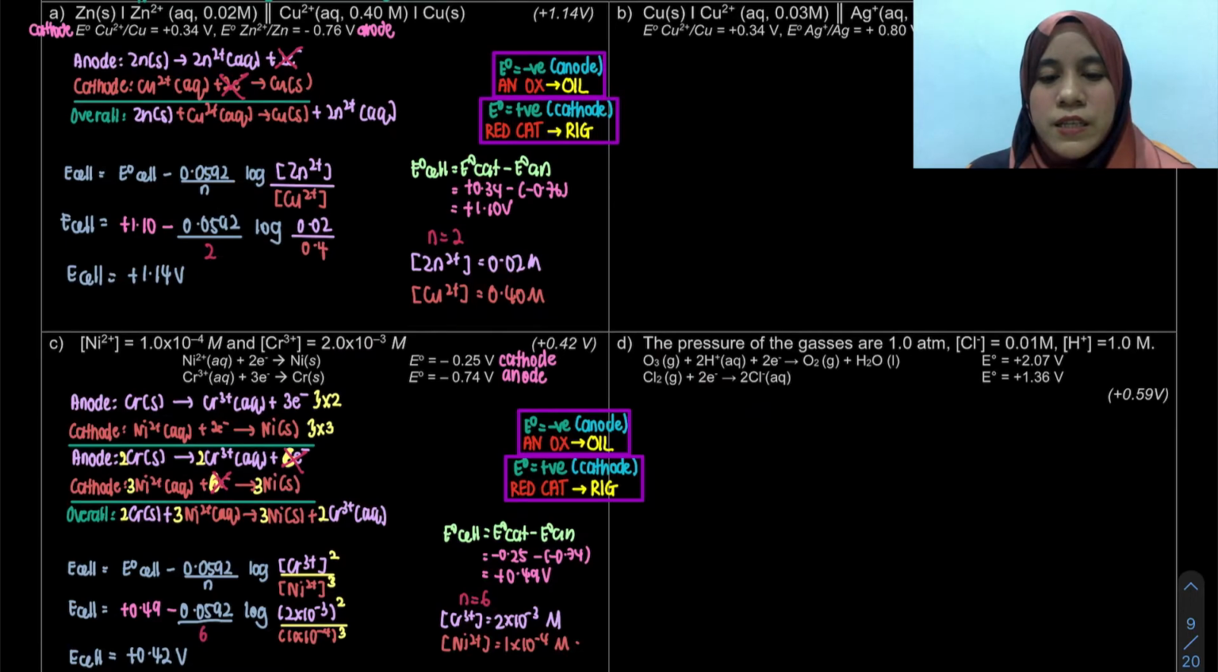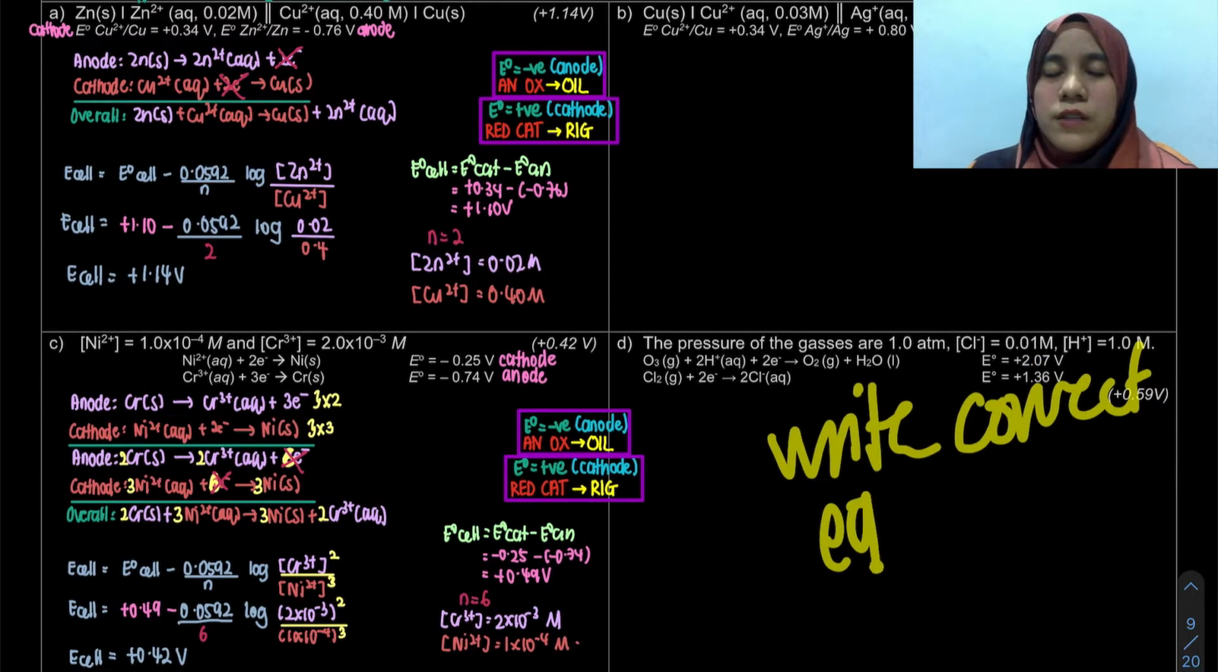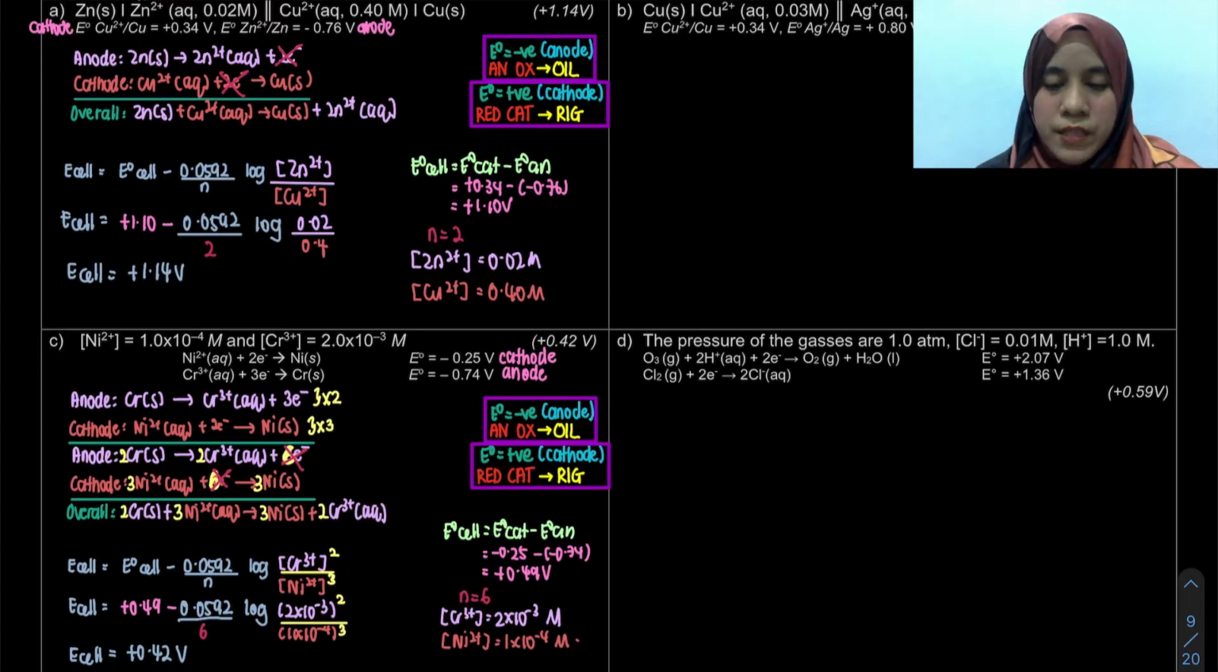Okay, question D, I believe you could try it yourself. So it's the same. Make sure for the cathode and anode, it must be anode oxidation, cathode reduction. Okay, so this one, I believe you could try it yourself. We have learned how to determine the cell potential. Next, we will determine the spontaneity of the redox reaction.